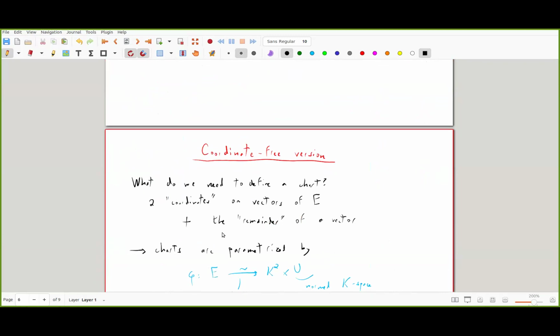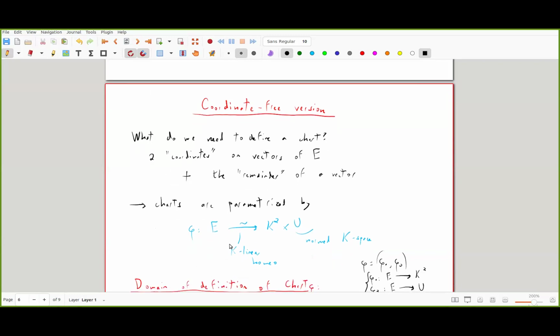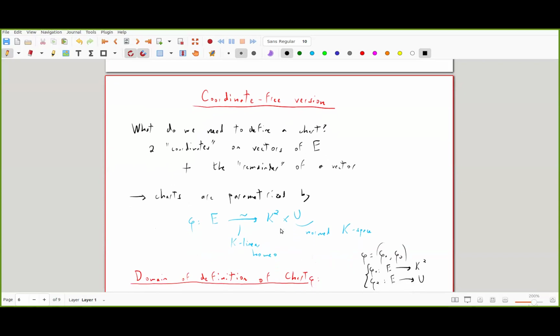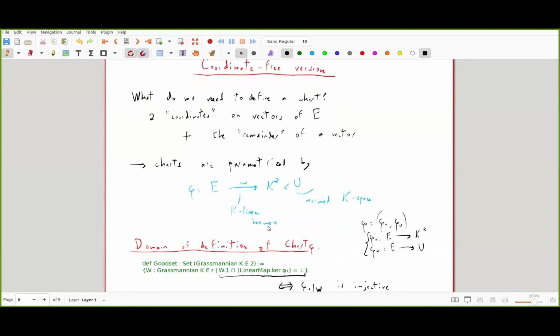So what that means is that I actually need a decomposition of E into a component K squared and then a supplement. So it's an isomorphism between E and K squared times some other normed vector space U. These are going to be what parameterize the charts: this isomorphism phi between E and K squared times U. Then what is the domain of definition of the corresponding chart? It should be the subspaces where a basis is sent to a basis of this K squared here, 2 linearly independent vectors in this K squared. That's the non-zero minor condition. Okay, so what does that mean?